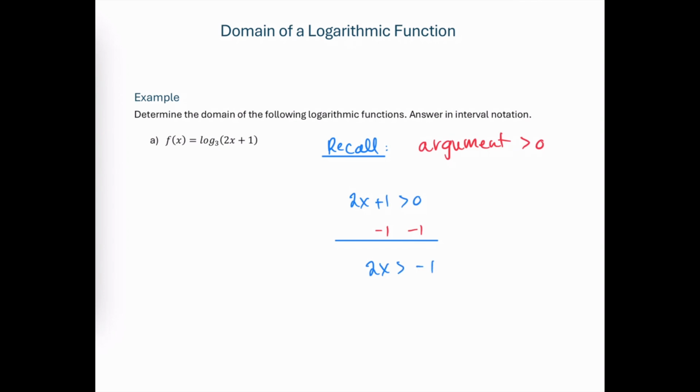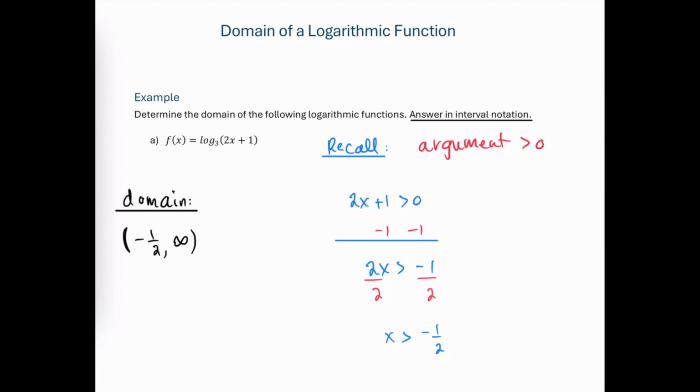We get 2x is greater than negative 1, and then divide by 2 to get x is greater than negative 1/2. So we'll formalize our answer and write it in interval notation. The domain of this logarithmic function is going to be from negative 1/2 to positive infinity, and we do not include the negative 1/2.